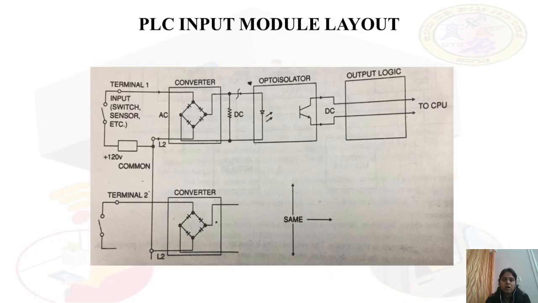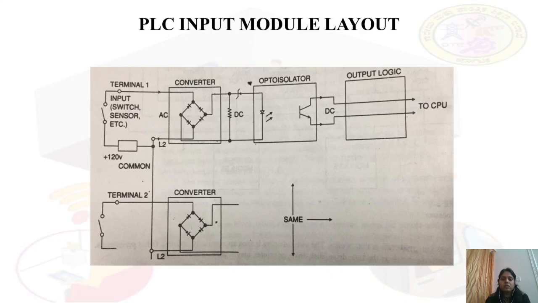So after this, what happens? Between your input module and your CPU, we have to do conversion, isolation, and then the output logic. So after converting to a usable form for the CPU, we have the opto isolator. What is this opto isolator?